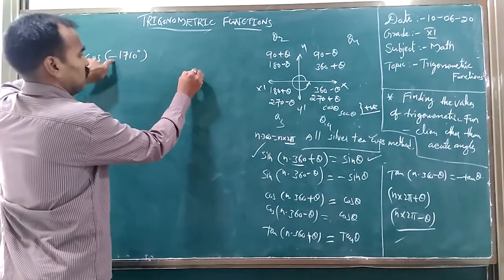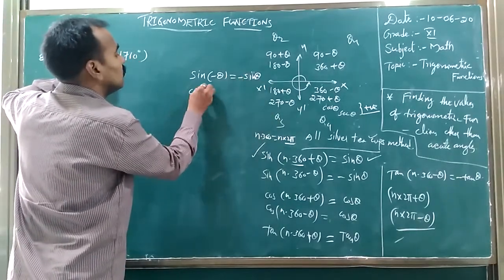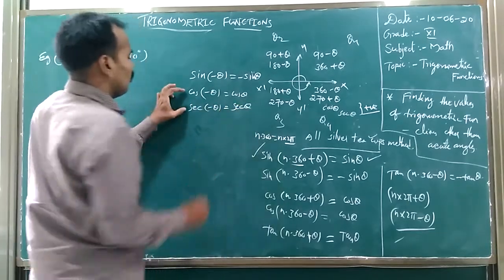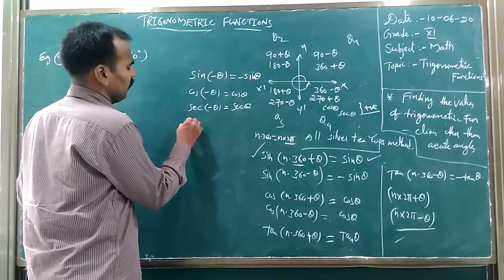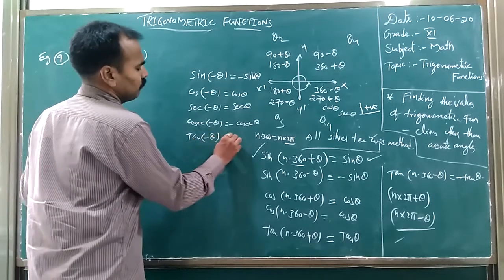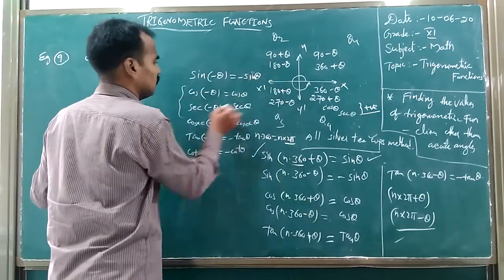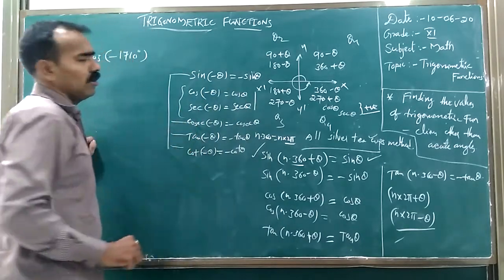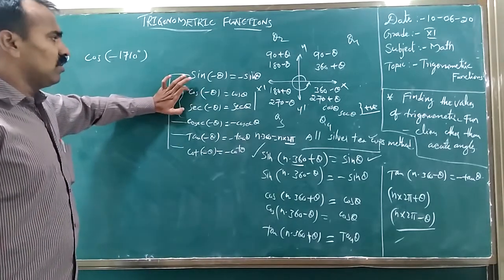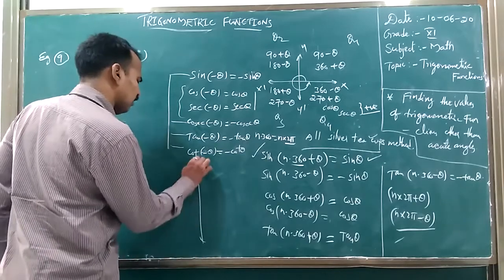Actually, when we have minus theta in sin theta, it becomes minus sin theta because it is an odd function. But cos and secant are even functions. That is why cos and secant are even functions, the rest are odd functions. If you take cosecant of minus theta, it becomes minus cosecant theta. And tan of minus theta is minus tan theta, and cot of minus theta is minus cot theta. So these two are even functions, and the rest four are odd functions. When we have an odd function, a negative angle will make the trigonometric function negative. Wherever cos and secant are even functions, cos of minus theta is cos theta, secant of minus theta is secant theta. We can learn it like this also.